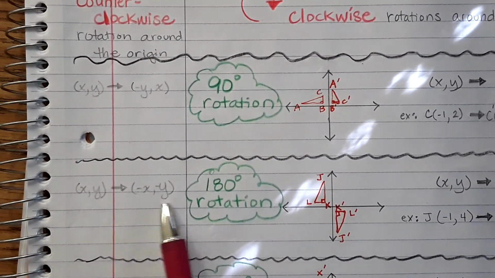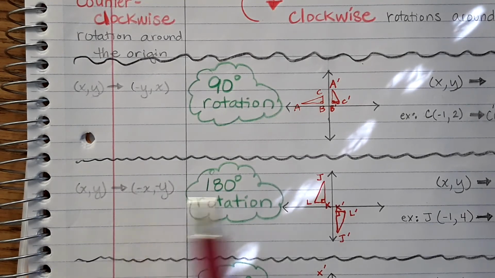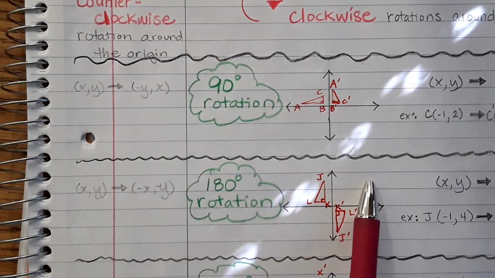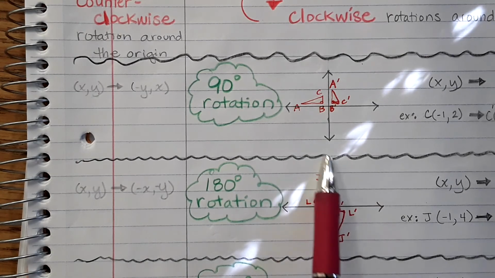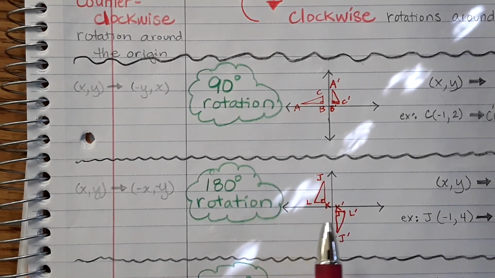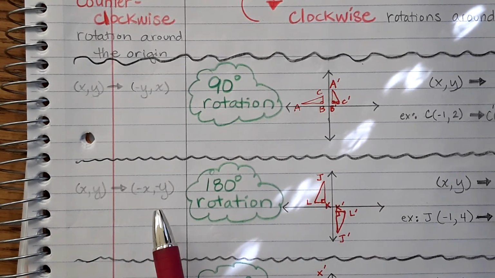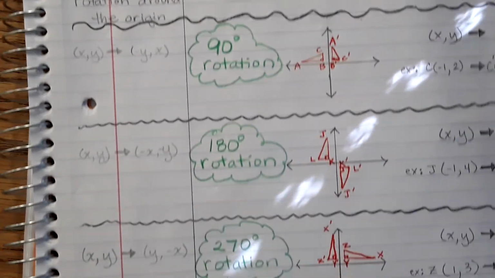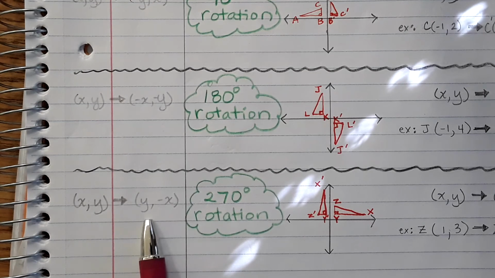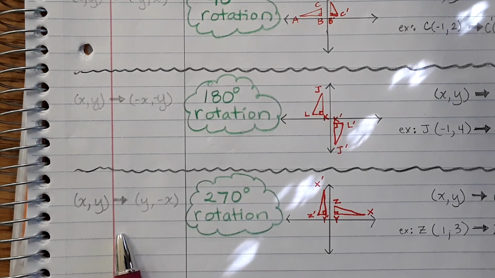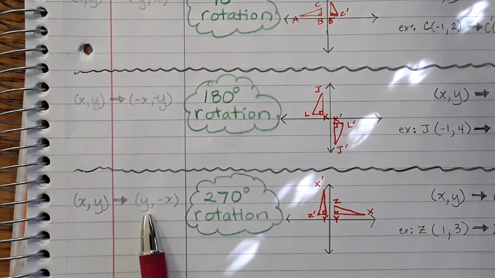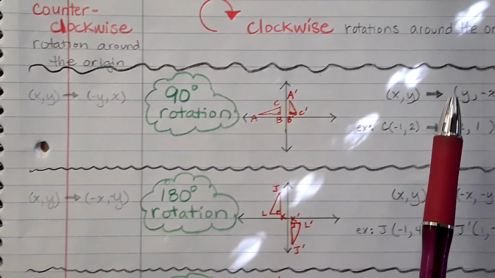Counterclockwise, 180 degrees is the exact same, because it doesn't matter if you take 2 90-degree turns to the right or to the left counterclockwise, it's the same. It's always going to be the opposite values in the form. And last, 270 degrees counterclockwise is the same thing as 90 degrees clockwise. That's why this form is the same as the 90 degrees clockwise.